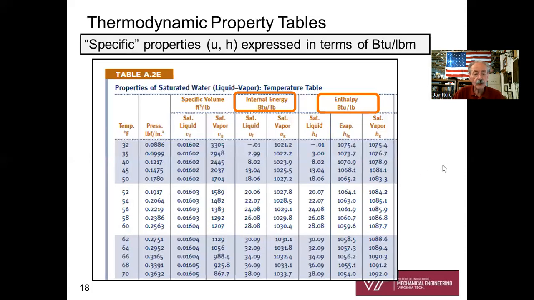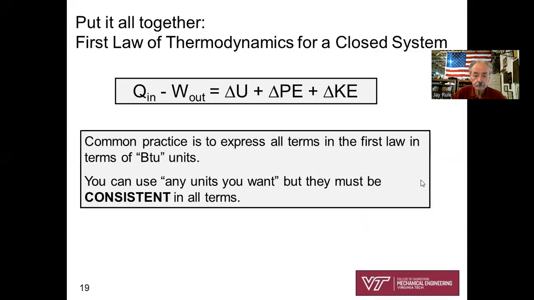Oh, and also when you go to your steam tables in English, remember the numbers that you're writing down are BTUs per pound mass, BTUs per pound mass for internal energy and enthalpy when you need it.